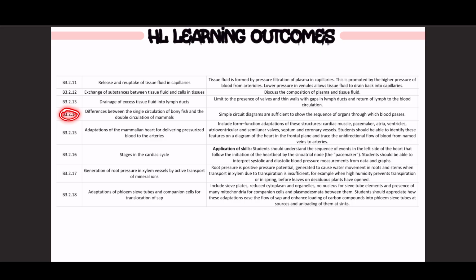This learning outcome deals with the role of the lymphatic system in collecting excess fluid and returning it back into circulation, and also acting as almost like a check-in point and a barrier for any potential pathogens that have leaked out. With respect to circulation, we looked at the differences between single circulation in stuff like bony fish and double circulation in animals such as mammals, and how these two systems actually differ.